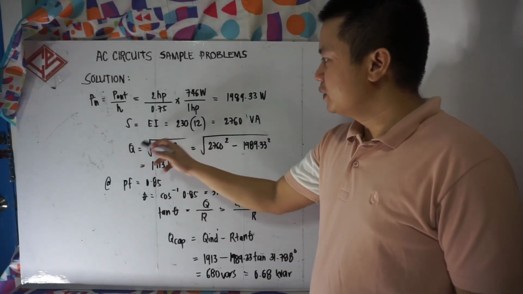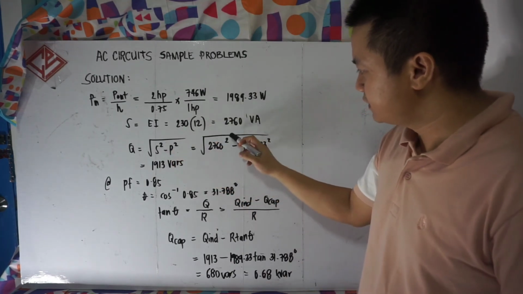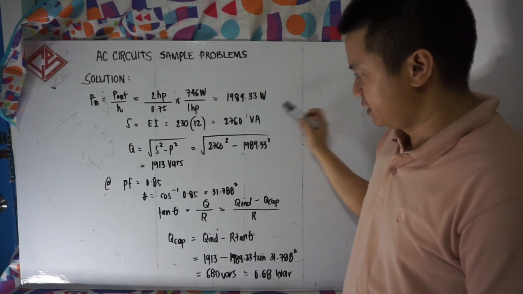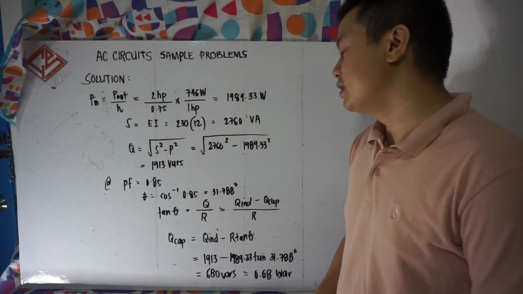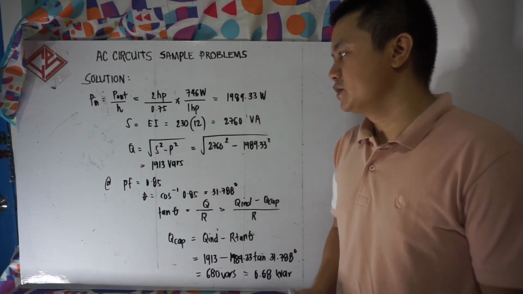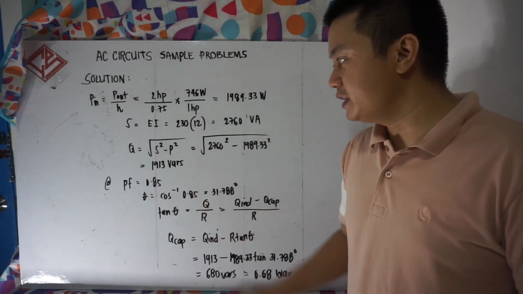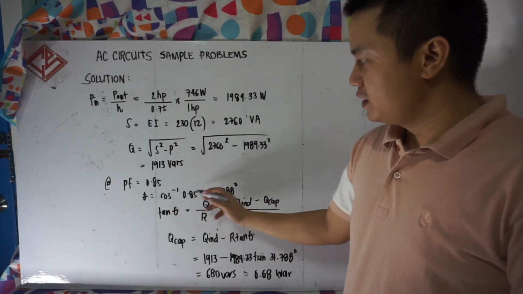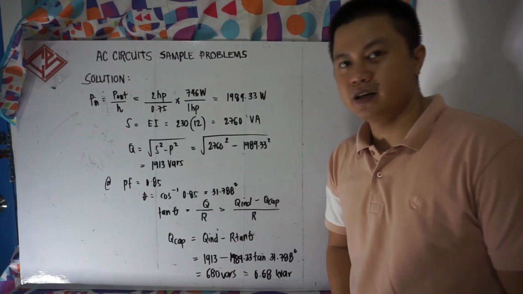So your Q is equal to square root of S squared minus P squared. And that will be square root of 2760 squared minus 1989.33 squared. So you will have your Q, which is 1913 vars. Take note that this vars is inductive vars. So at power factor equals 0.85, it is desired to increase the power factor to 0.85. So your theta is equal to arccosine of 0.85. The new theta will be equal to 31.788.